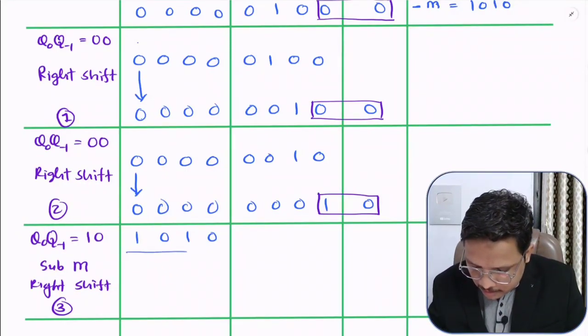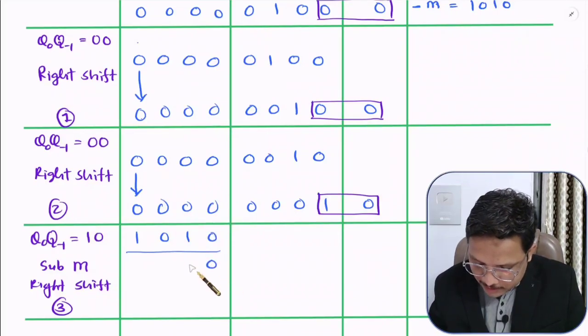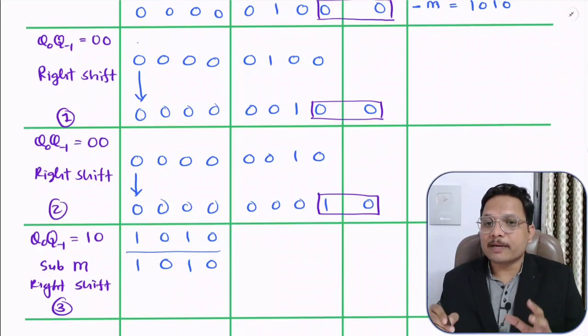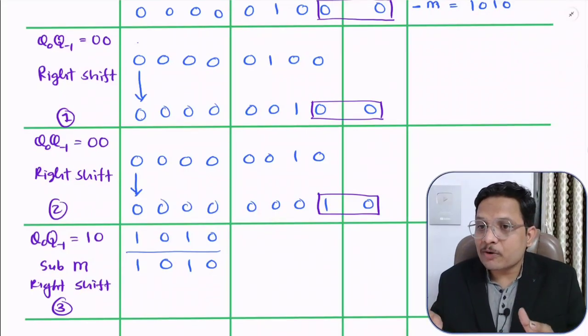So let us add this. 0 plus 0 is 0, 0 plus 1 is 1, 0 plus 0 is 0, 0 plus 1 is 1. That is how I have done the subtract M operation. Now what do I need to do?